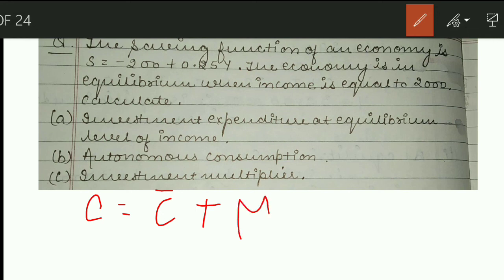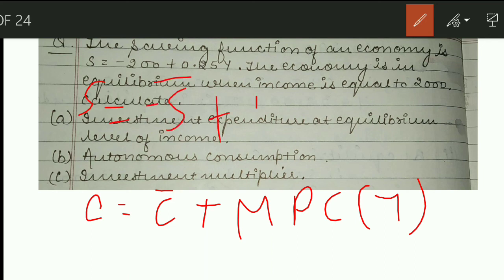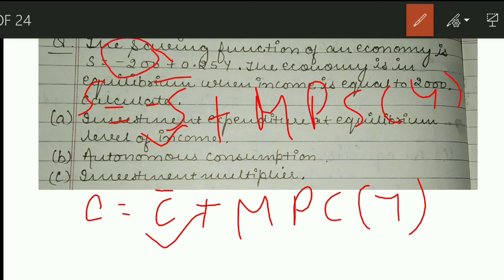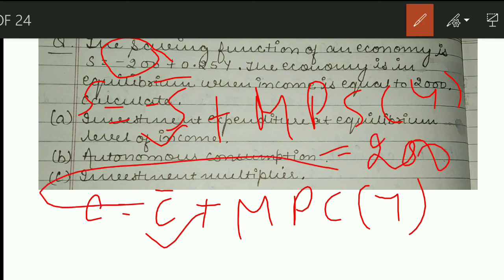So you know that consumption is equal to autonomous consumption plus MPC into Y. Okay, and saving is equal to your autonomous saving plus MPS into Y. All right, and your autonomous saving and autonomous consumption are equal, only the thing is their signs are opposite. So your autonomous consumption will be 200, right? So this is clear to you.